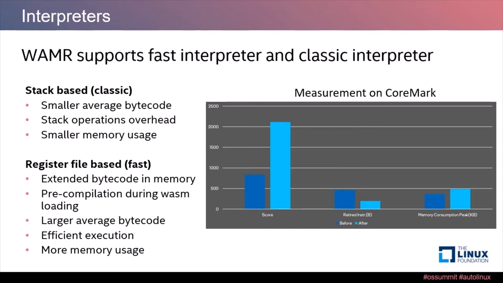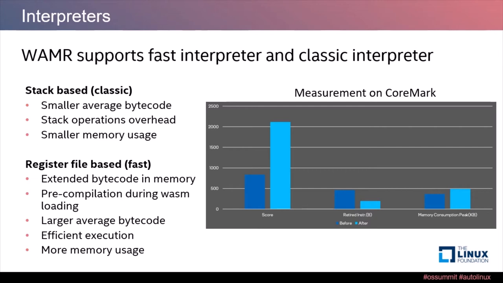The WAMR now supports the fast interpreter and the classic interpreter. The classic interpreter is stack-based. It has a smaller average bytecode, and it's based on stack operation, so we have less overhead and smaller memory usage. And the fast interpreter is register file based. It extended the bytecode in memory. So during loading the WASM, it will pre-compile the WASM opcode to the extended bytecode.